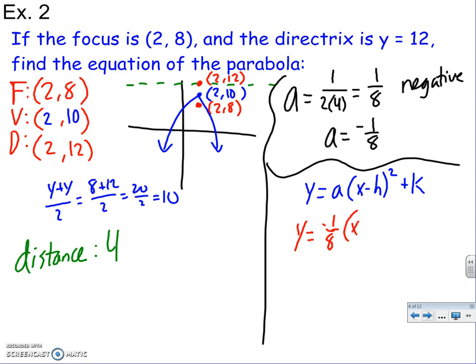Parentheses x, leave alone. H, take the opposite, so the vertex is positive 2, make it a minus 2, because minus 2 there means right 2. Squared plus k, k is 10. Leave it the same. That's your equation. Again, if they want standard form, you just expand it, double distribute, combine like terms, you're done. But vertex form is the best.